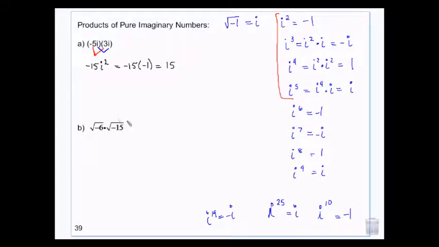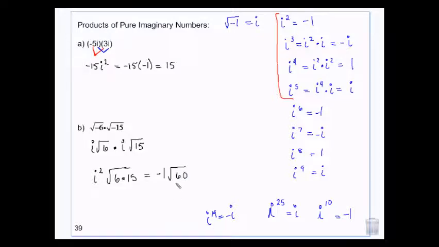If I have my roots like this, well, 6 doesn't have any perfect squares in it, so this is i root 6. And 15 doesn't have any perfect squares in it, so this is i root 15. So you want to take those i's out first. And then i times i is i squared. And the square roots multiply together. So this is going to be negative 1 times the square root of 60.